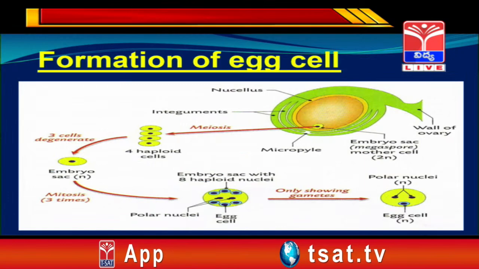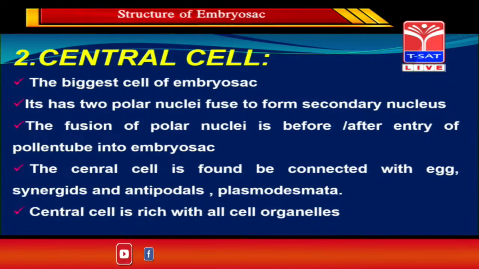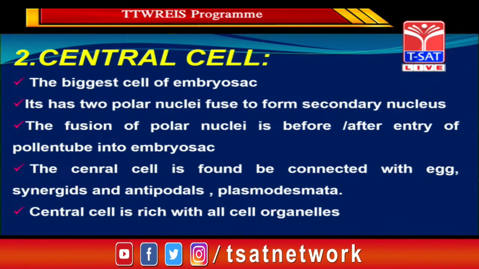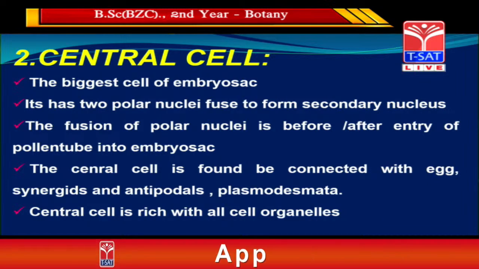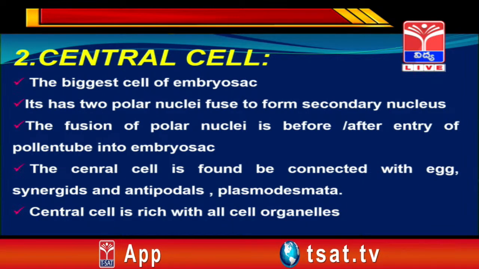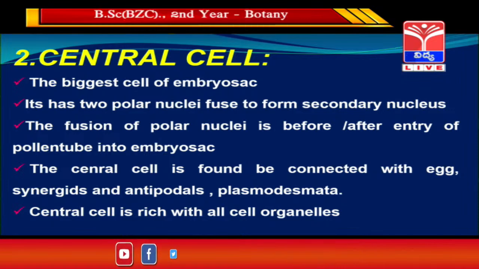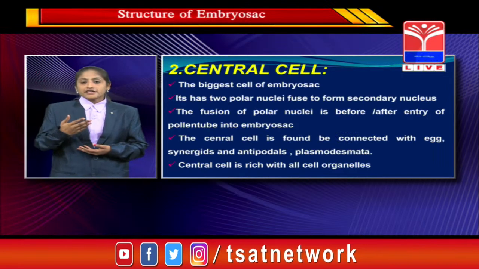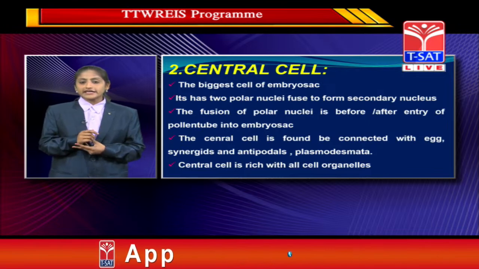And next we discuss the central cell, the second component of the embryo sac. The central cell is the biggest cell of the embryo sac and it has the 2 polar nuclei fused to form the secondary nucleus. This secondary nucleus is 2n. One polar nucleus comes from the micropylar end and one from the chalazal end. These 2 nuclei are called polar nuclei, and when fused they are called the secondary nucleus.